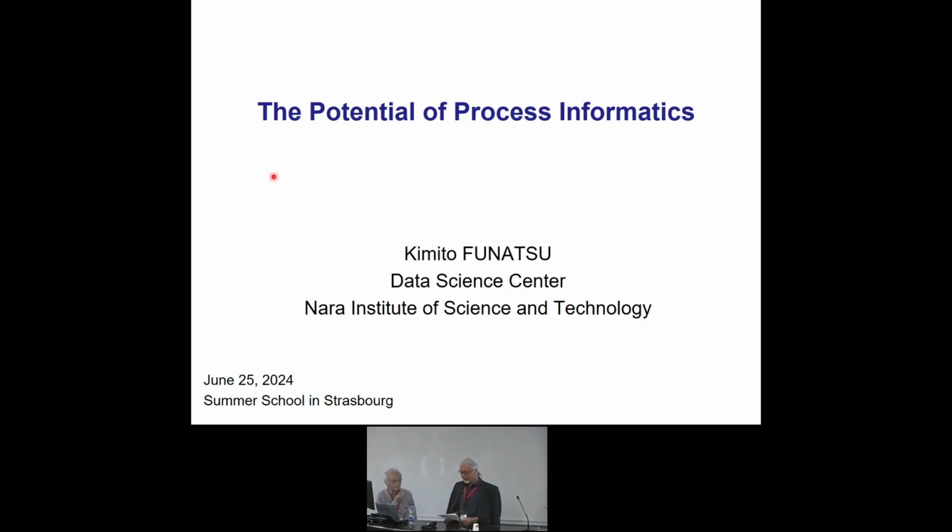For instance, the system chemics, a system for artificial intelligence for planning and handling organic synthesis, IFOS, knowledge-based oriented synthesis planning, COSP, and many other things. So, Funatsu Sensei, I'm very happy to have you here today, and he will talk about the potential of process informatics. The stage is yours.